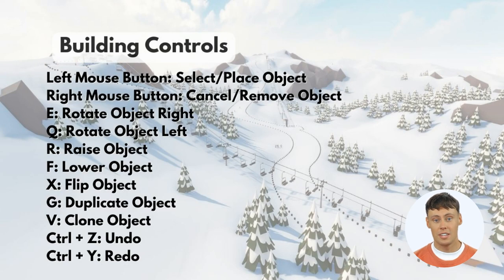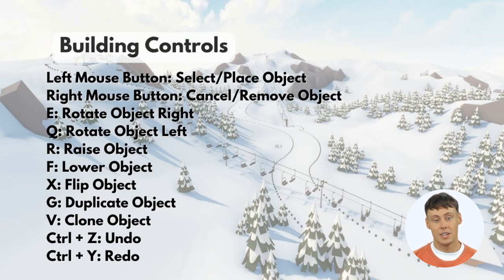The building controls in Snowtopia, Ski Resort Builder are used to construct various structures and facilities to support the resort. To activate the building tool, press the B key and select the required item from the menu. Once selected, use the left mouse button to place the structure in the desired location. The following keyboard controls are used for building structures in the game.